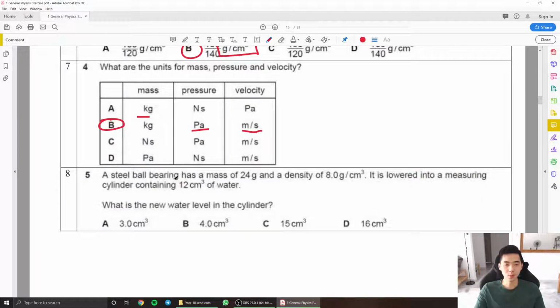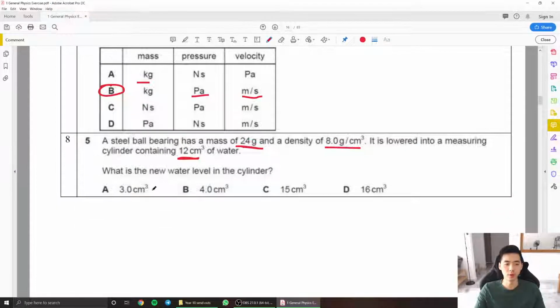A steel ball bearing has a mass of 24 grams and a density of 8 grams per cm cube. It is lowered into a measuring cylinder containing 12 cm cube of water. What is the new level in the cylinder?